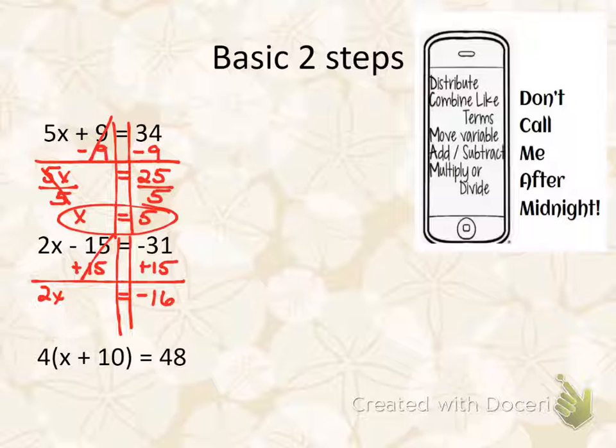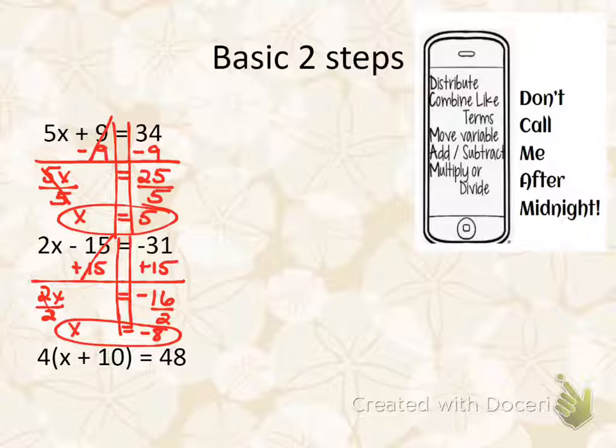So now we have just one step left to go. It's multiplying, so we're going to divide. Dividing by 2. x equals negative 16 divided by 2, which is negative 8. Okay? Is it getting better? Yes. It's really not hard. It just looks hard.